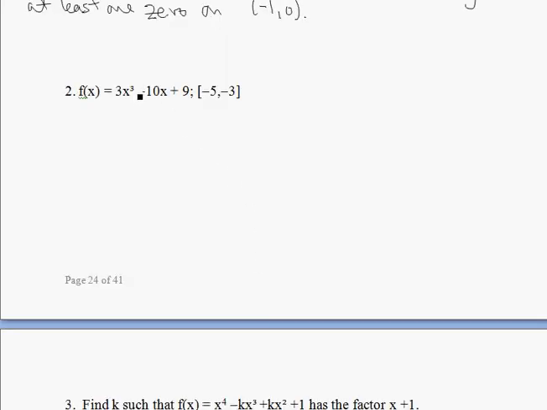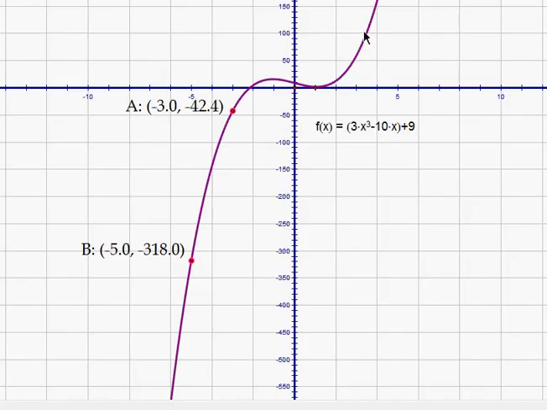So here's our polynomial function again, which is a continuous function. We want to determine what f of -5 is and what f of -3 is. So let's look at our graph of our function. Again, it's a continuous function. It's a polynomial. It's 3x cubed, which is a polynomial, which is continuous. We have two function values. F of -3 is -42.4 and f of -5 is -318.0.